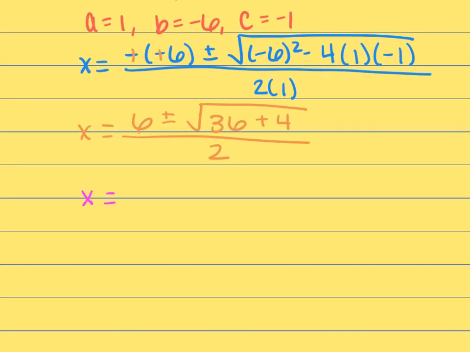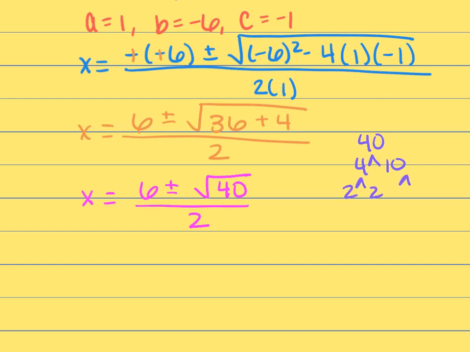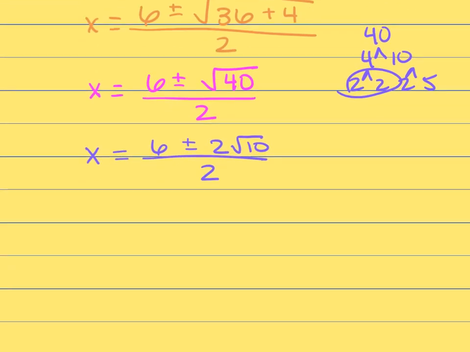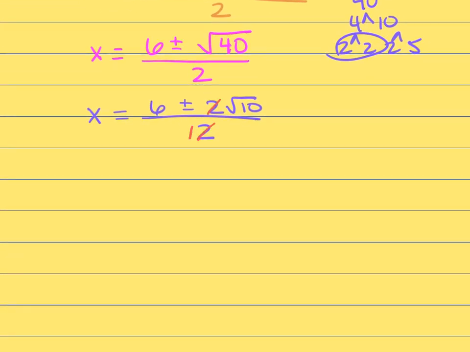So x is equal to 6 plus or minus the square root of 40 all over 2. That 40 is 4 and 10. The 4 is 2 and 2. 10 is 2 and 5. So 2 square root 10. So x is equal to 6 plus or minus 2 square root 10 all over 2. These 2's simplify to become 1's. The 6 becomes a 3. So it's just x is equal to 3 plus or minus the square root of 10.